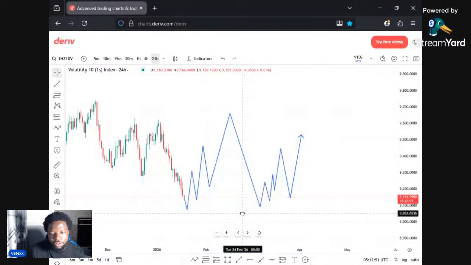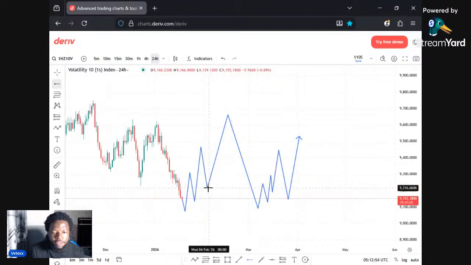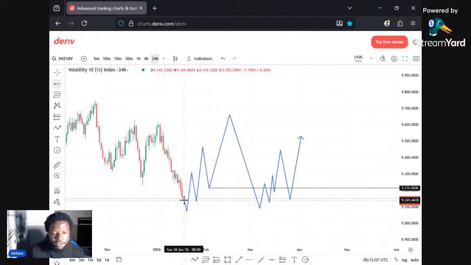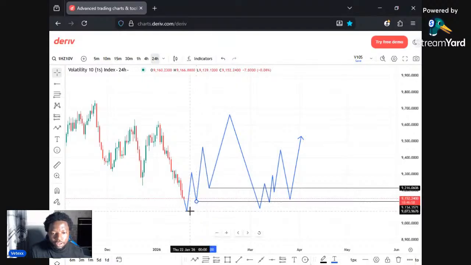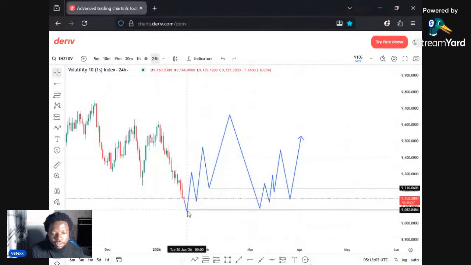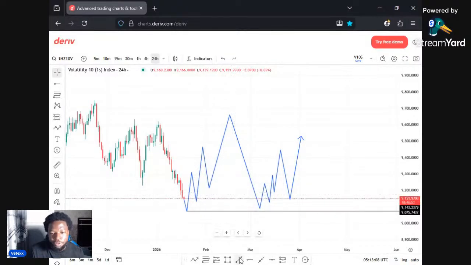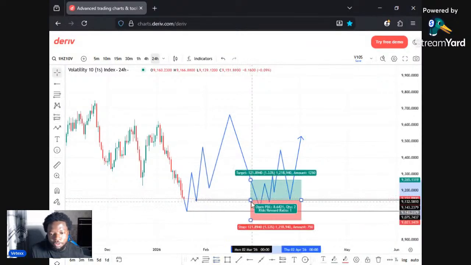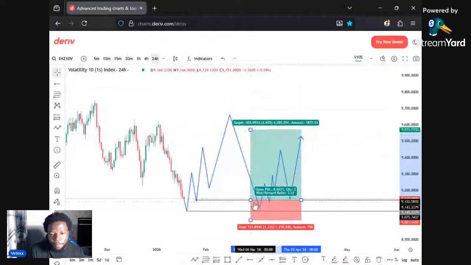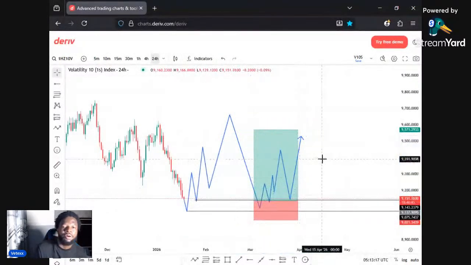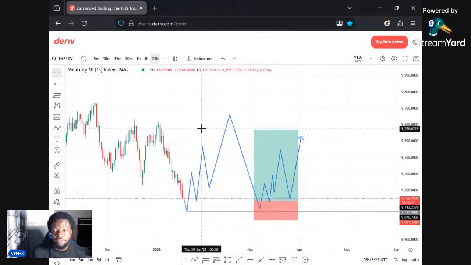Why? There are more opportunities. So we are anticipating something like this on V10S, and it's not going to take too long. Price might do something like this, and once price does something like this, we'll start looking for more buys on the 4 hour time frame. Okay, so until then, we will be sitting on our hands.